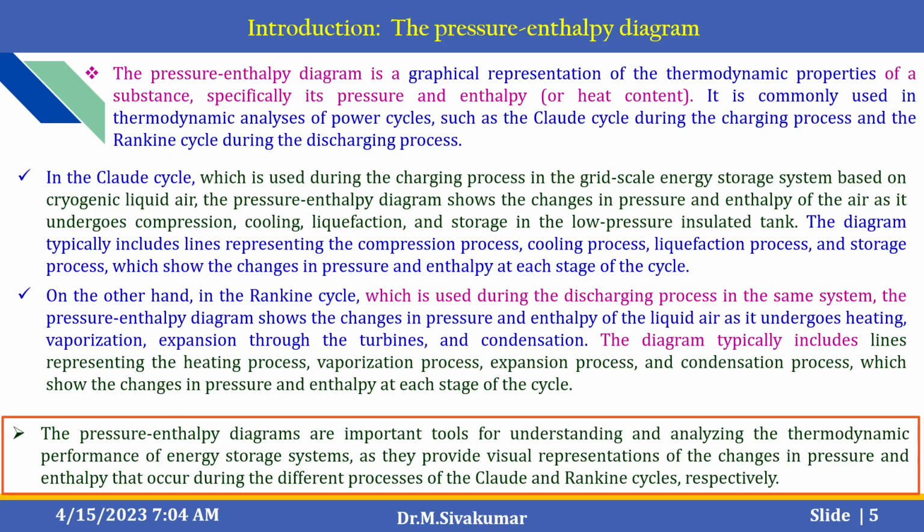On the other hand, in the Rankine cycle, which is used during the discharge process in the same system, the pressure enthalpy diagram shows the changes in pressure and enthalpy of the liquid air as it undergoes heating, vaporization, expansion through the turbines and condensation. This diagram typically includes lines representing the heating process, vaporization process, expansion process and condensation process, which show the changes in pressure and enthalpy at each stage of the cycle.